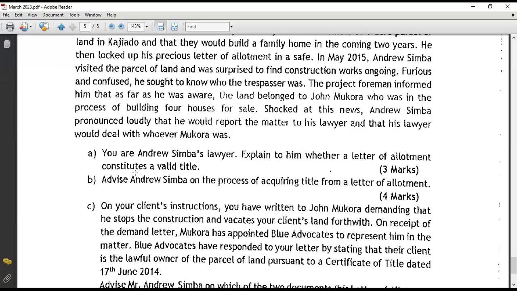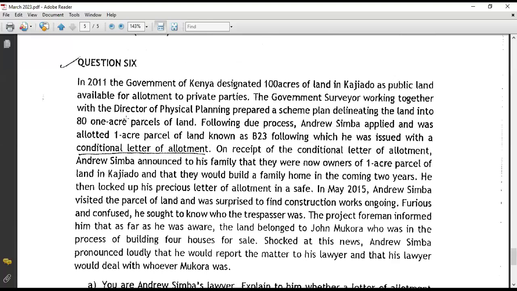So, of course, we are not answering this question. I have answered them. But here, you see, the question is very express. The government of Kenya designated 100 acres of land in Kajiado as public land available for allotment to private parties. So this is government of Kenya, public land. If you see government of Kenya, public land, letter of allotment, National Land Commission, you know now that is conversion of public land to private land. Are we together?